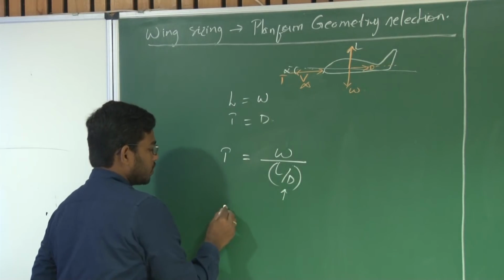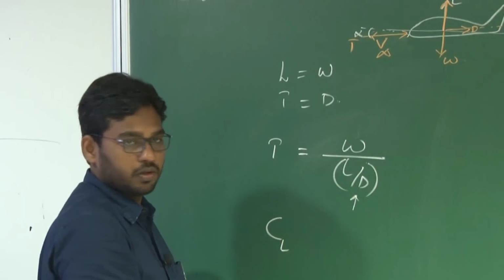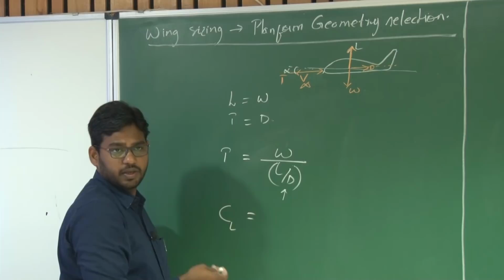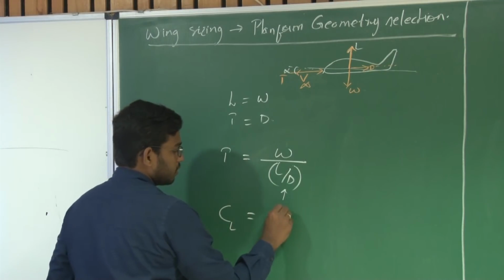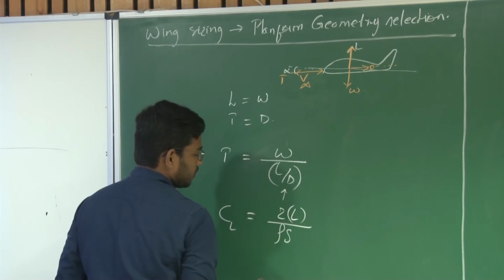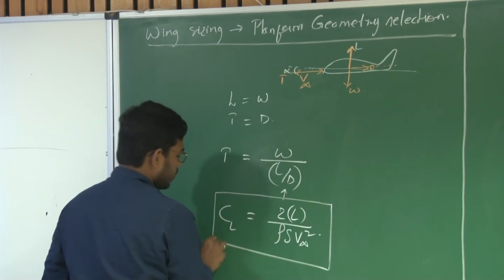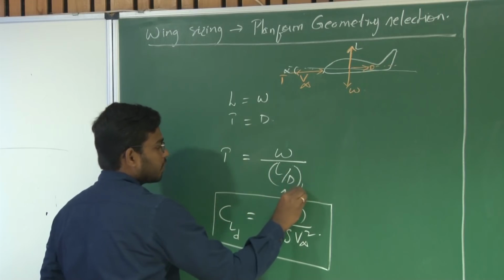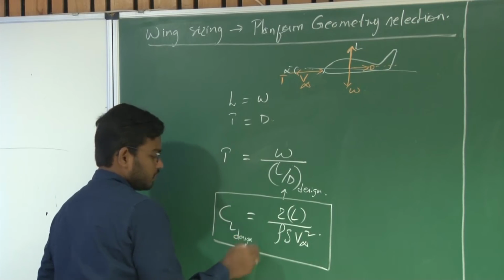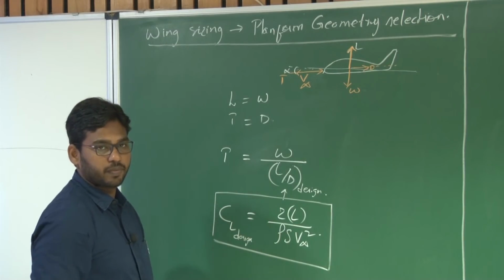So when doing so, you also decide what the lift is during that particular phase of flight. You can also express it as a non-dimensional parameter CL, which is 2 into L by rho S into V infinity square. So for this particular design L by D, there is a design CL. Design CL is considered as an input while performing this wing sizing.